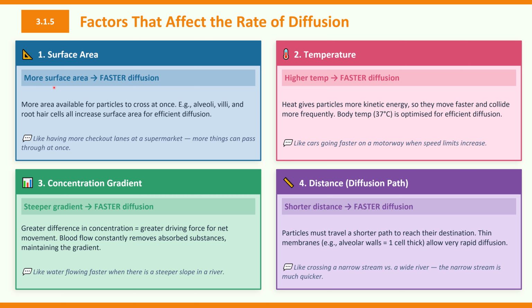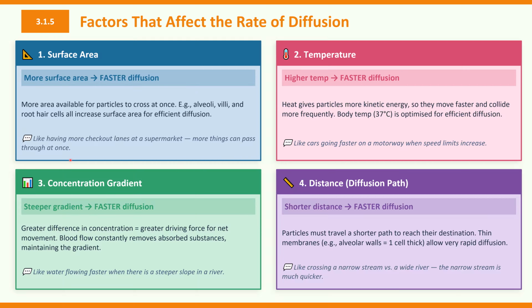First, that is surface area. More surface area, faster diffusion, as there is more area available for particles to cross at once. For example, alveoli, villi, and root hair cells all increase surface area for efficient diffusion. Like having more checkout lanes at a supermarket, more things can pass through at once.